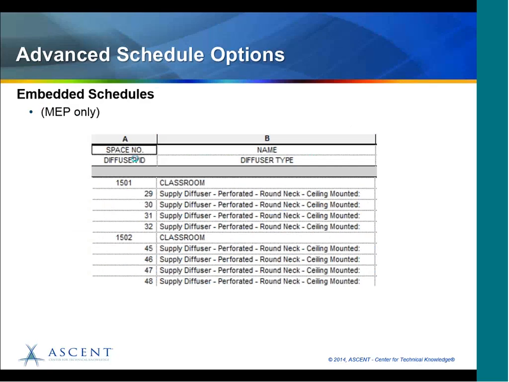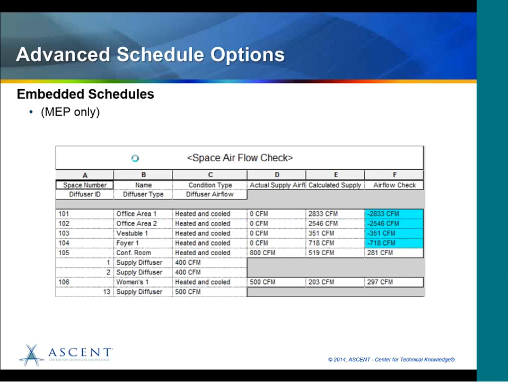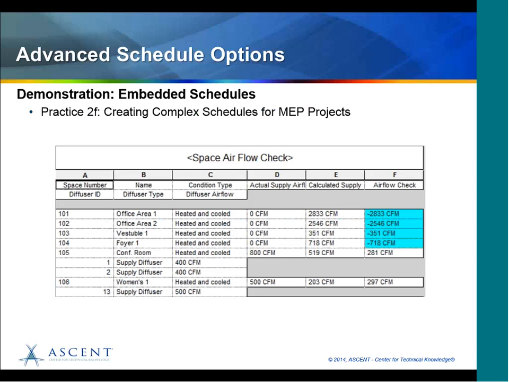The next step that we are taking here is we're going to talk about embedded schedules. So right now this is only available for MEP, but it can be a very useful thing, and what we're going to do here is set up what our air terminals are in each space and have them all in the same place. So here you can see what we're going to come up with. We'll have the space number here, the information, and our airflow check here, but we'll also have access to the diffusers.